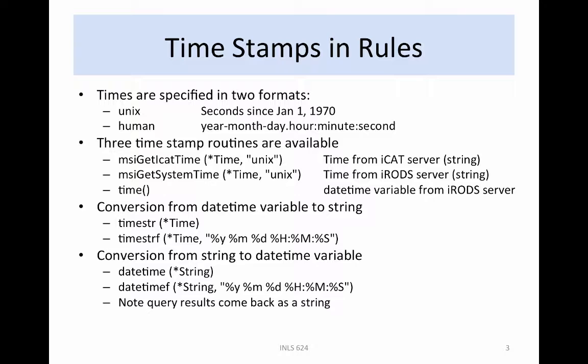The iRODS data grid stores date and time in a datetime variable. This is a structure that tracks the separate components for year, month, day, hour, minute, and second. To convert a datetime variable to a string, use either timestr with the workflow variable *time, or timestrf with the workflow variable *time and a format specified by year, month, day, hour, minute, second. You can modify the format by shifting the order or deleting items from this formatted list. The timestrf allows you to specify the format for the string by selecting or rearranging the datetime format.